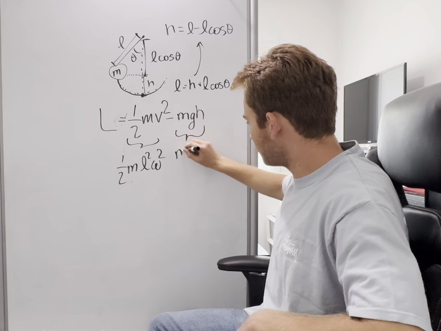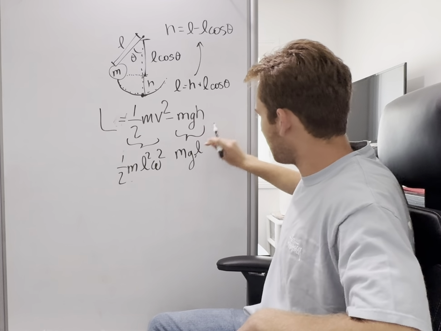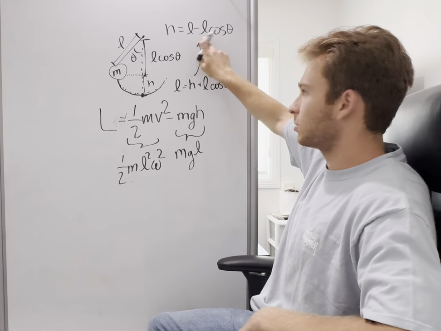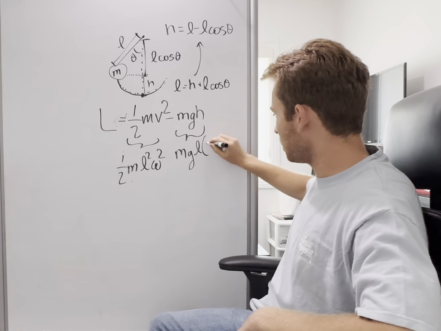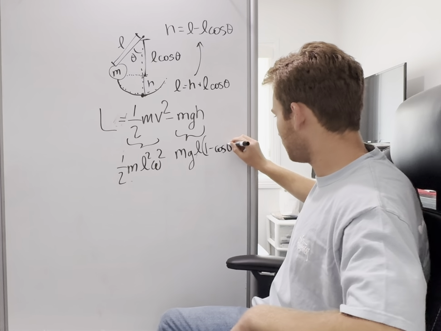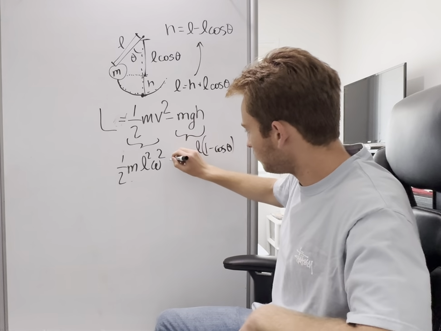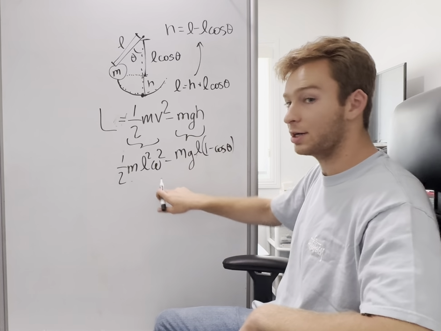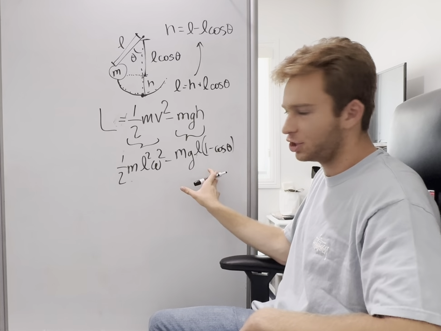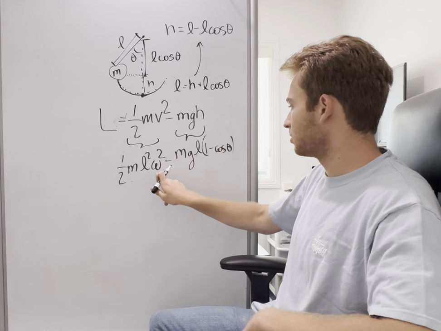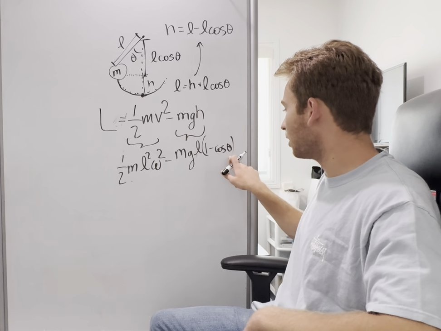mgh becomes mgL, and I'm going to factor out L from this. It's going to be 1 minus cosine theta. So mgL times 1 minus cosine of theta. So that's there, if you can see that. And then it's subtracted from this quantity right here. So now we have a new Lagrangian, which is written in terms of omega and theta.